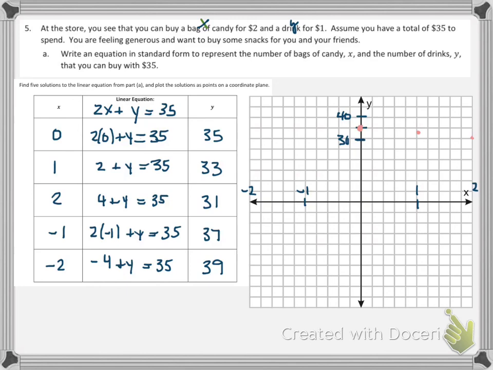1 to the left, 37 up is going to be in that area. And then 2 to the left and 39 up is almost 40, so way up there. And here's our line. That is the equation 2x plus y equals 35.